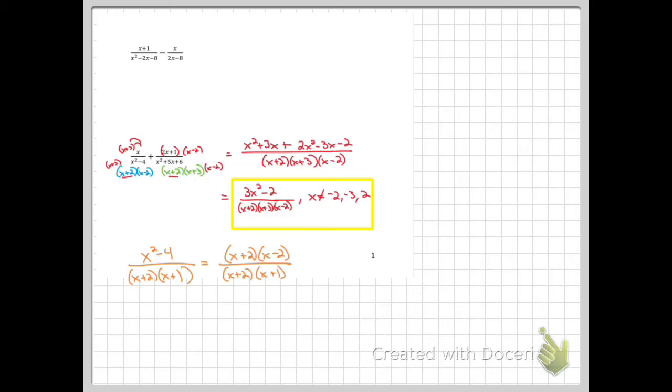And then you cross out matching factors, right? Because x plus 2 over x plus 2 is just 1. And my answer is x minus 2 over x plus 1. But in my domain restriction, it can't equal the negative 2 or the negative 1. Even though I crossed it out, my denominator still can't equal 0 ever in the problem. So the negative 2 is still part of my restriction, but it crossed out as far as my x's go.